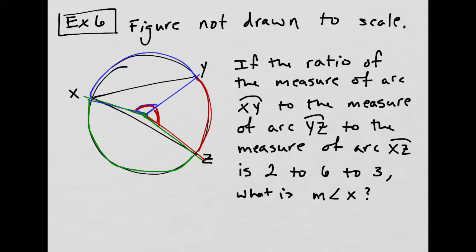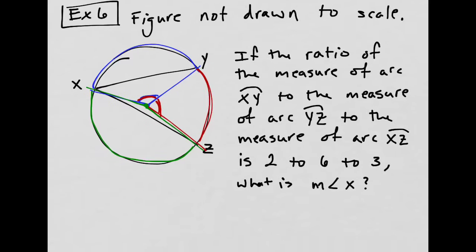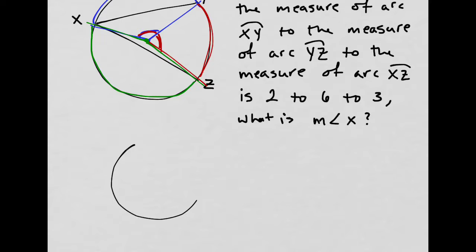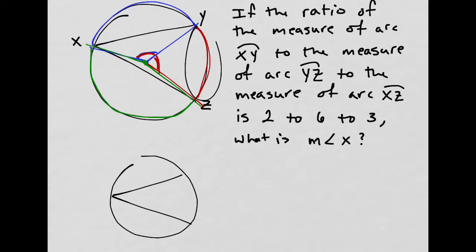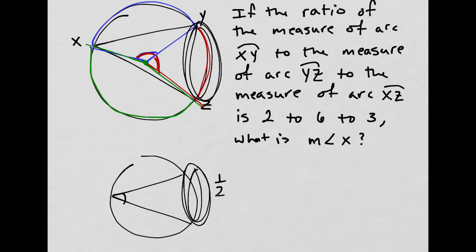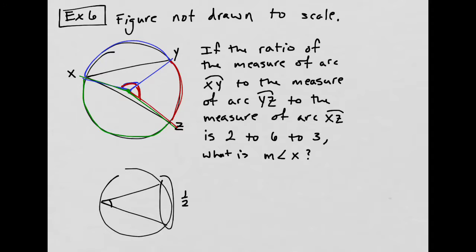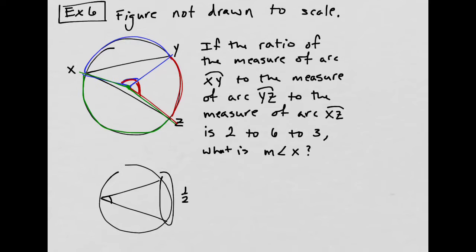What is the measure of angle x? What is the measure of this angle? And remember, at the very beginning I had something like this, where x was an inscribed angle. So if I figure out the measure of yz, which would be this, then I know that the measure of angle x is 1/2 this. So that's what I'm keeping in mind, and I'm going to figure out what the measure of yz is.